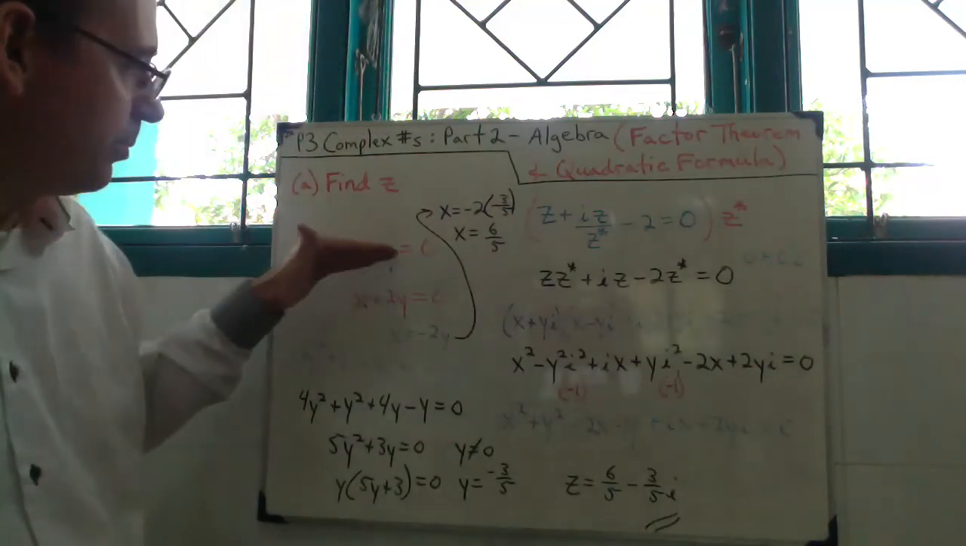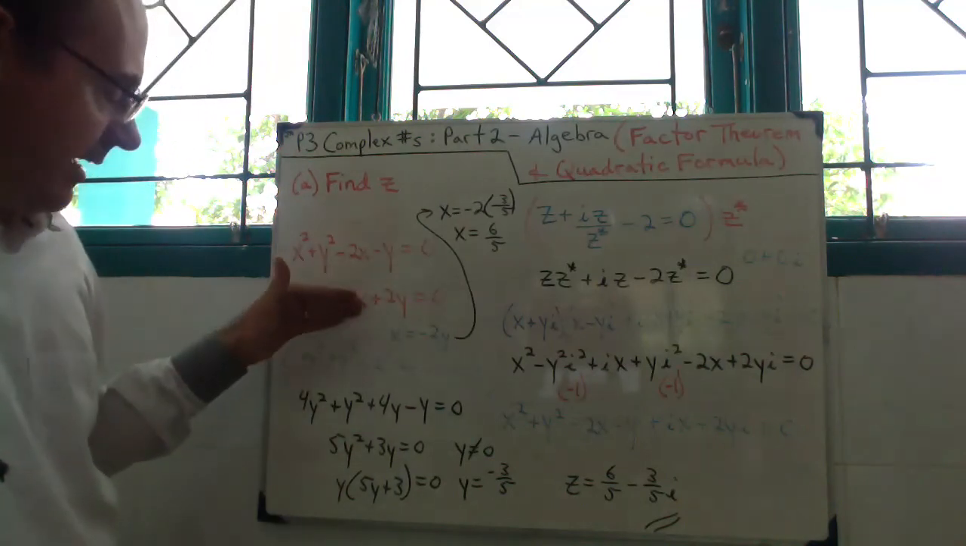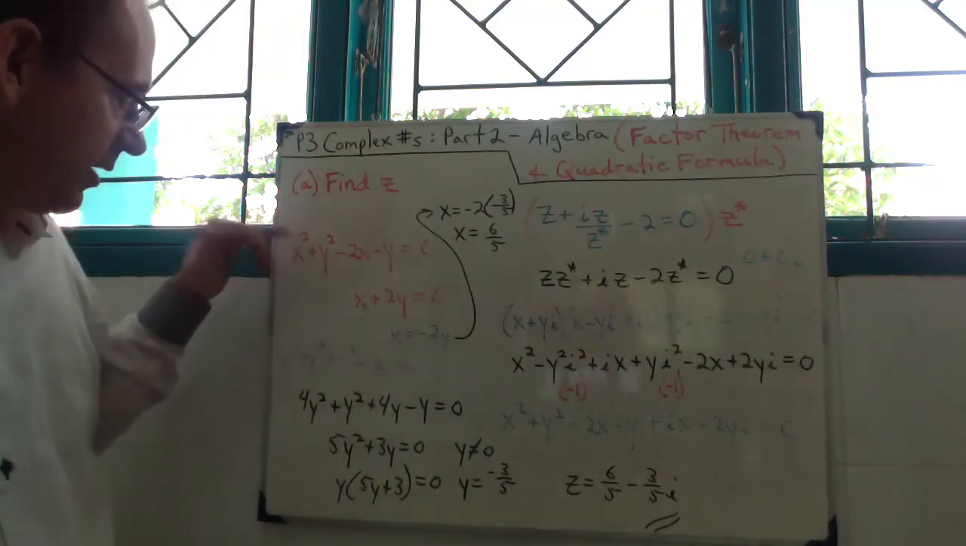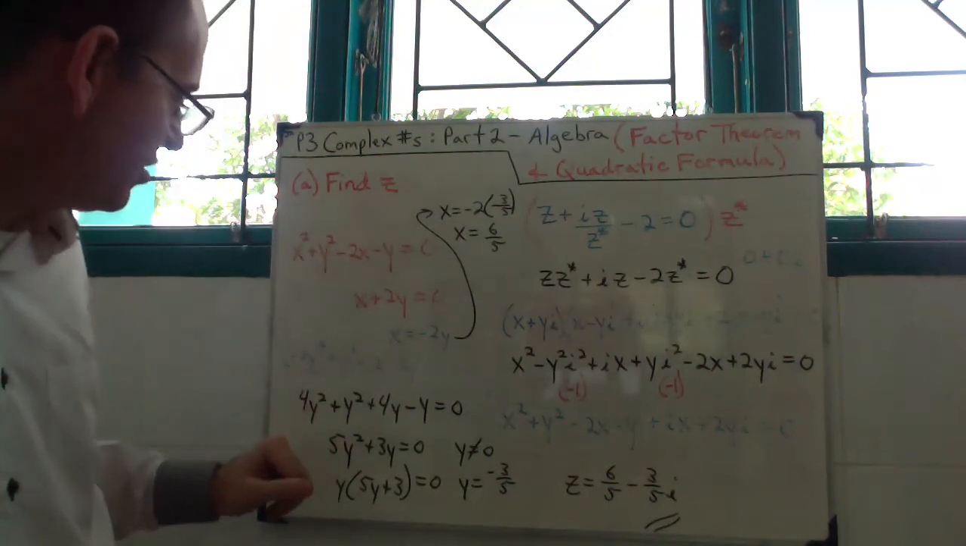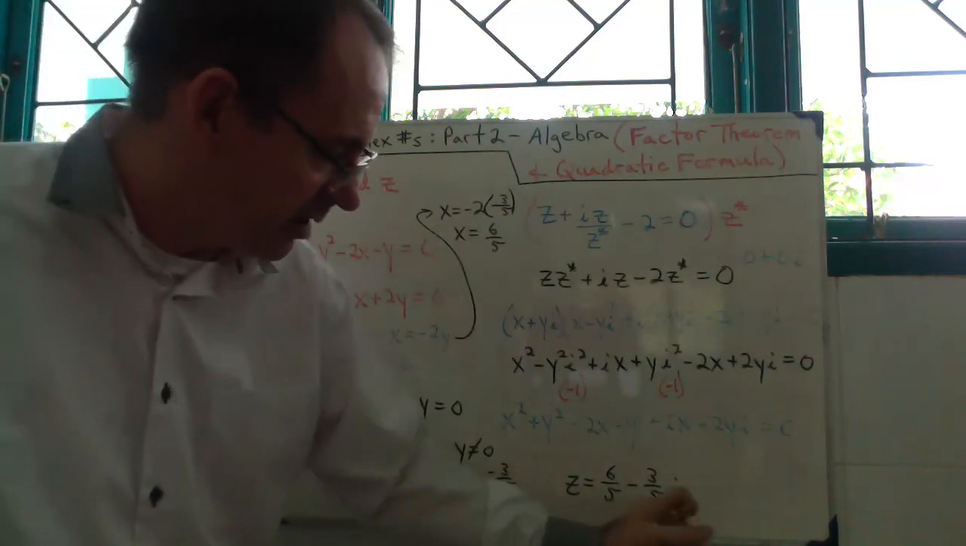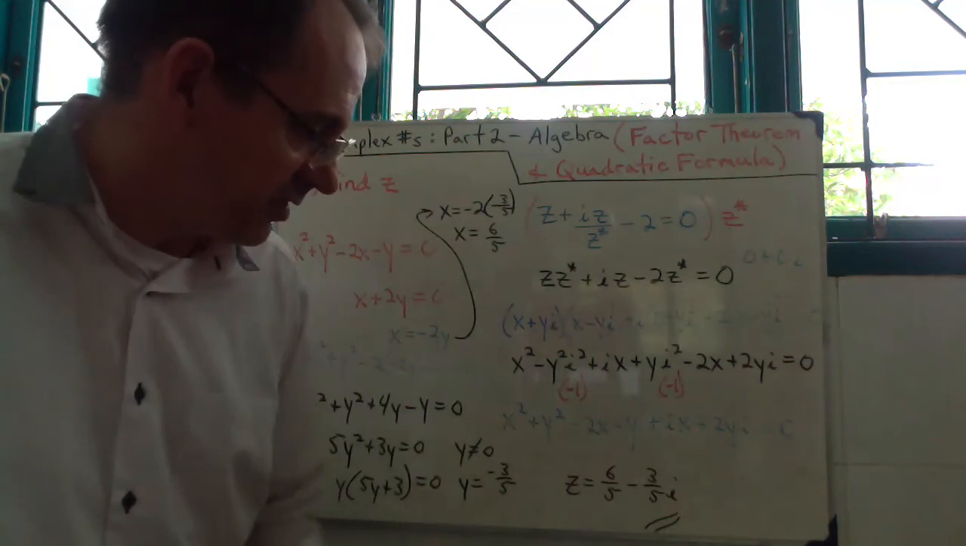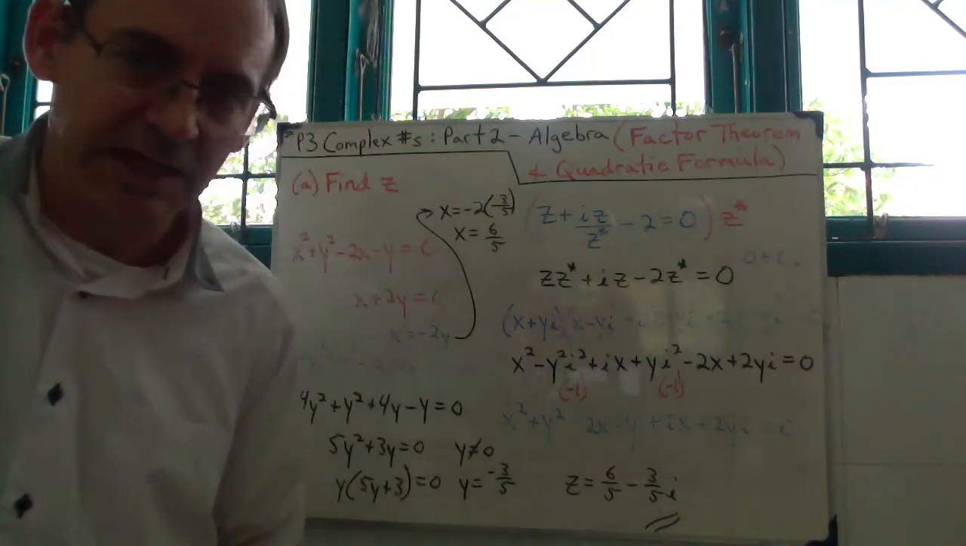So we set the real part equal to 0, the imaginary part equal to 0. Solve for one of your variables, plug it back in, it's just simultaneous equations until you get your two answers. Then you can put together your final rectangular form, z equals 6/5 minus 3/5 i.